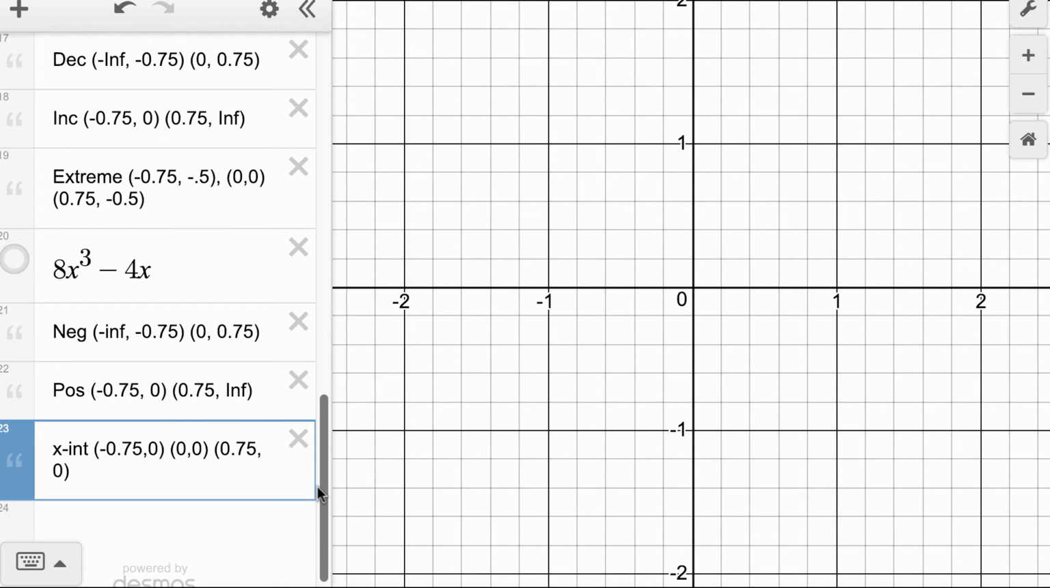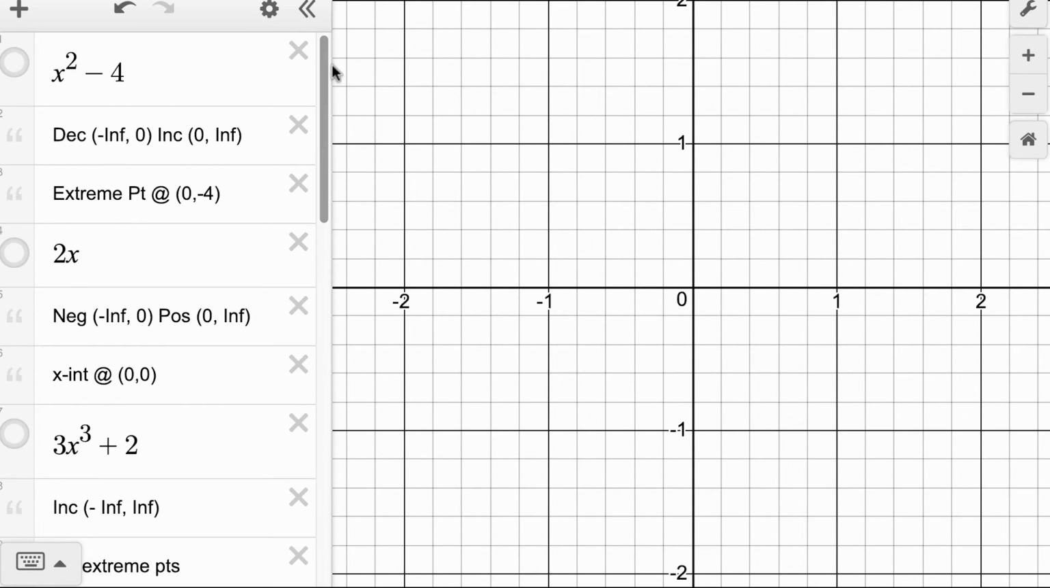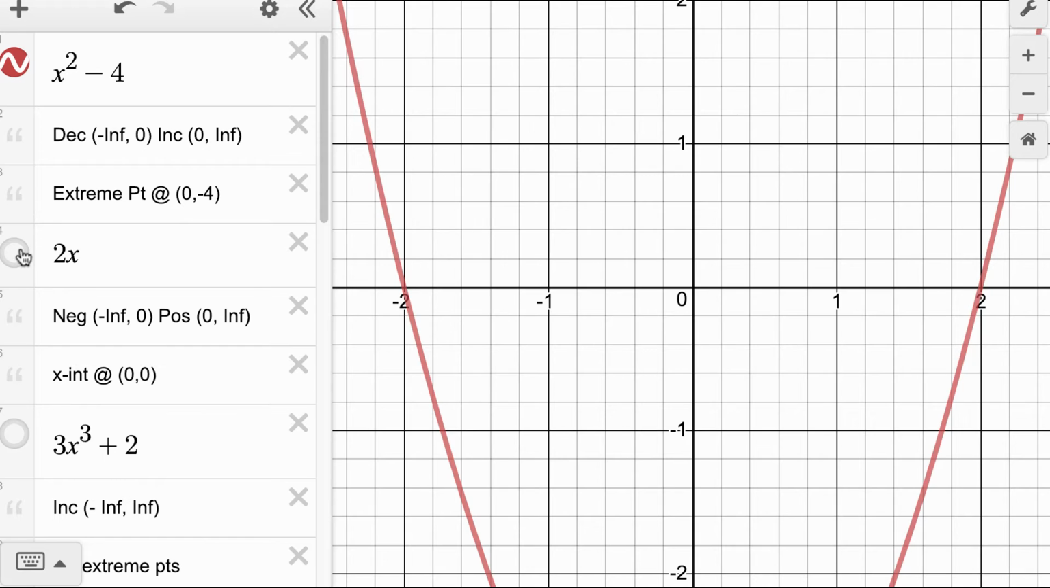Okay, now we want to make some conclusions looking at this. So we noticed with x squared minus 4 and 2x, it's decreasing the same place where the first derivative is negative, and it's increasing at the same place that the first derivative is positive. The extreme point at x equals 0 matches up with where the x-intercept is. That's where the change in direction is occurring.